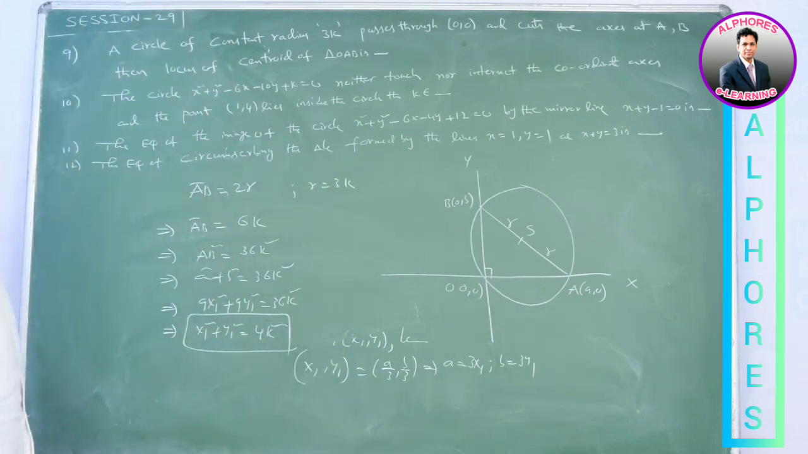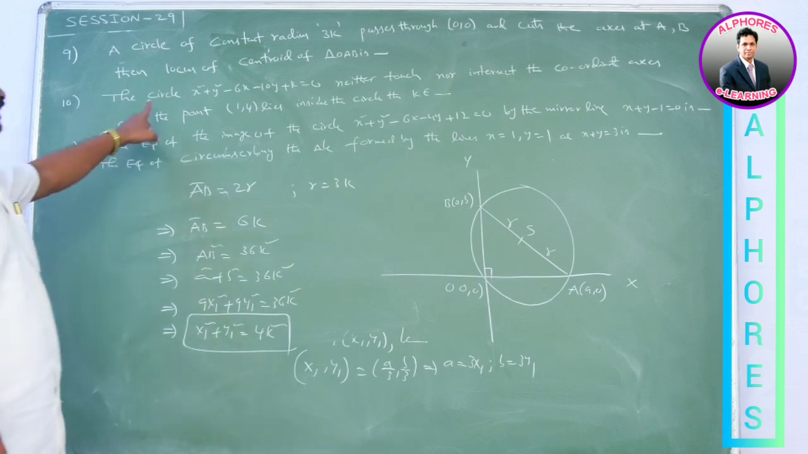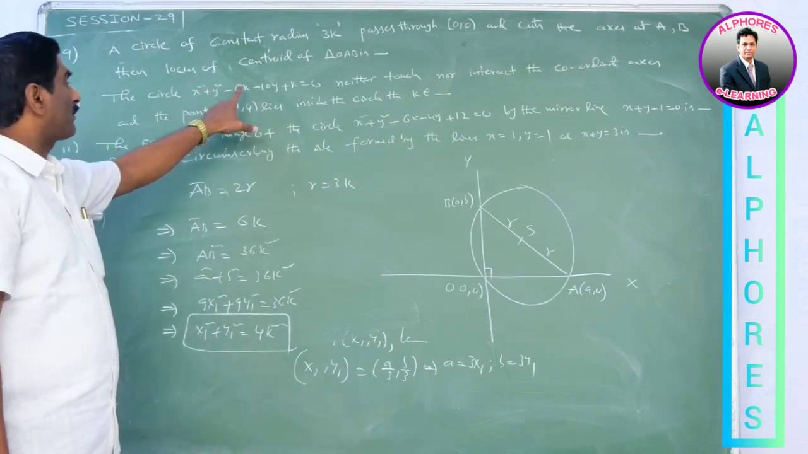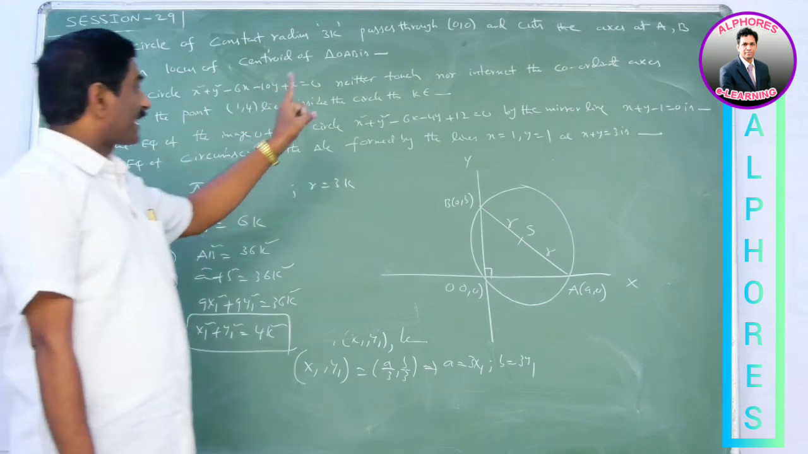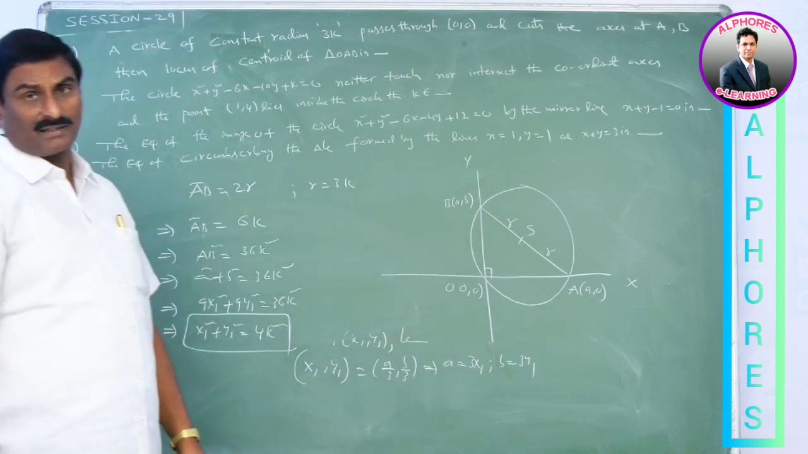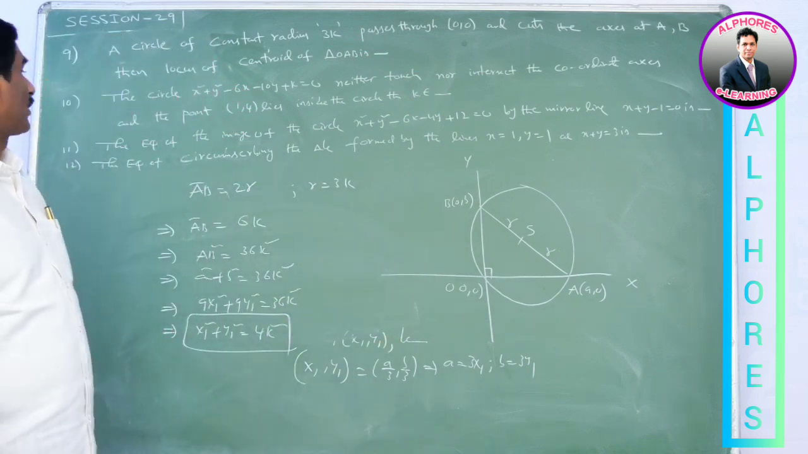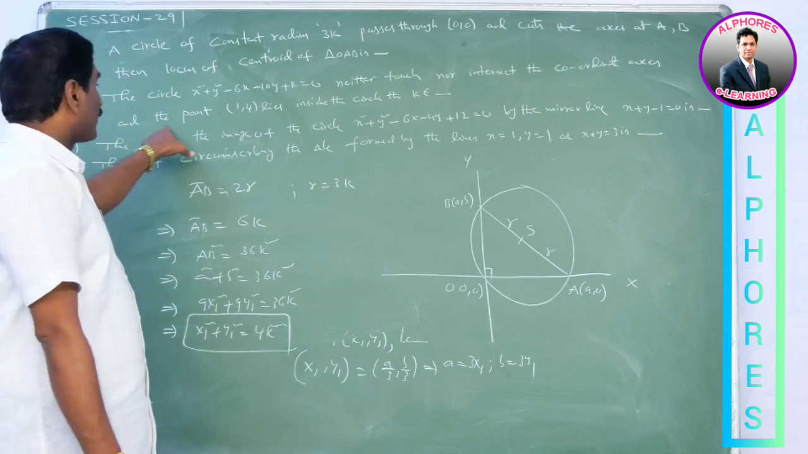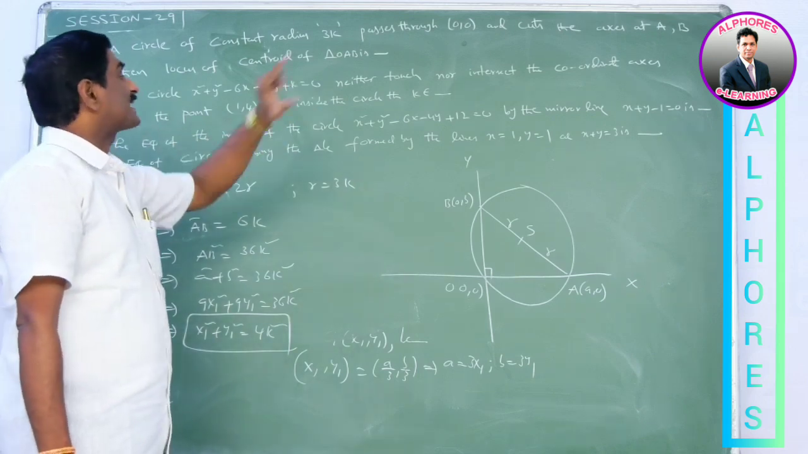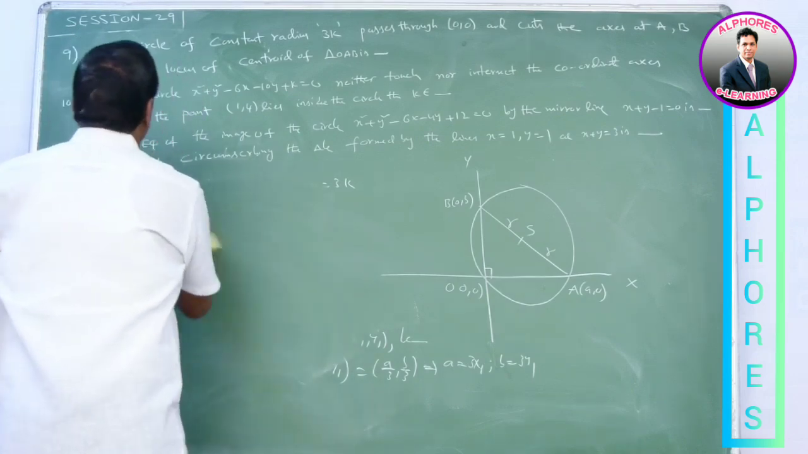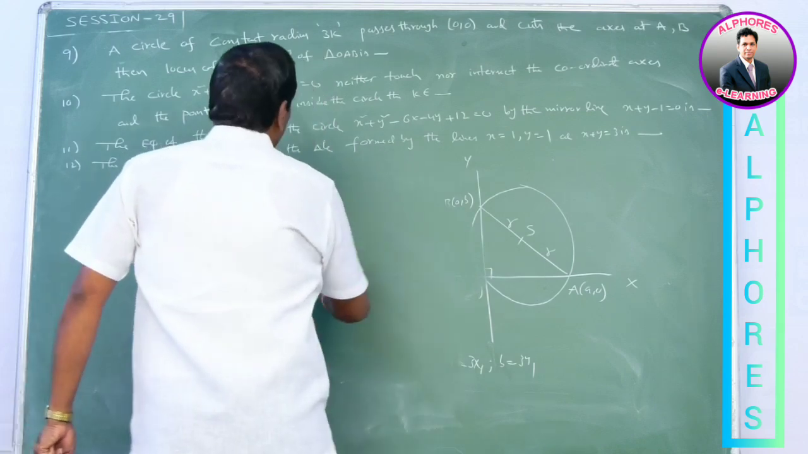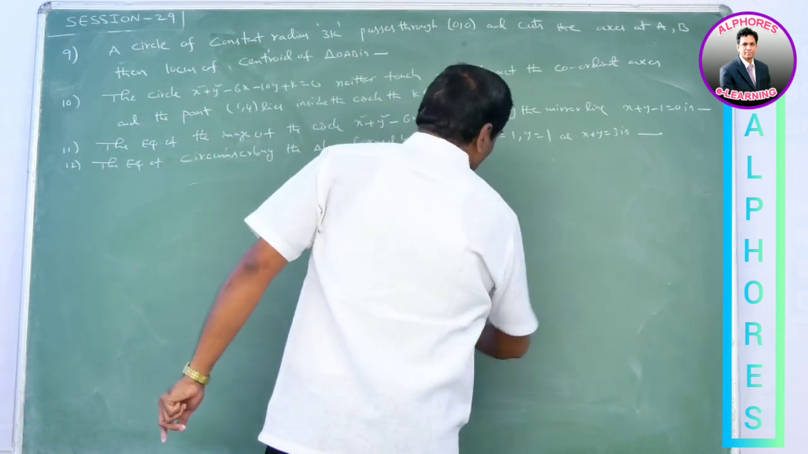Okay. Next, the 10th one. The circle x square plus y square minus 6x minus 10y plus k is equal to 0 neither touches nor intersects the coordinate axes, and the point (1, 4) lies inside the circle. Then what is the range of k?